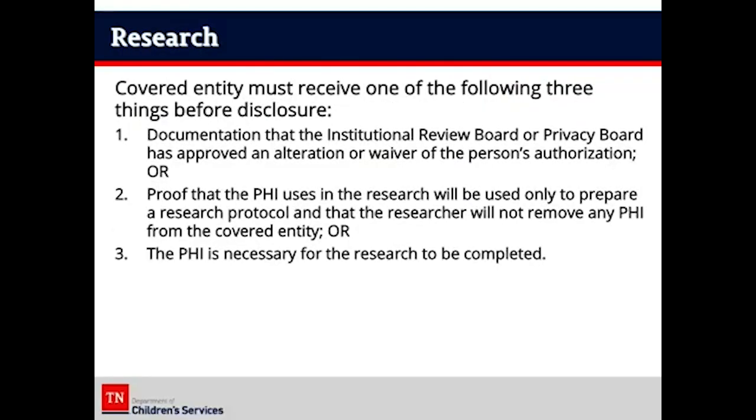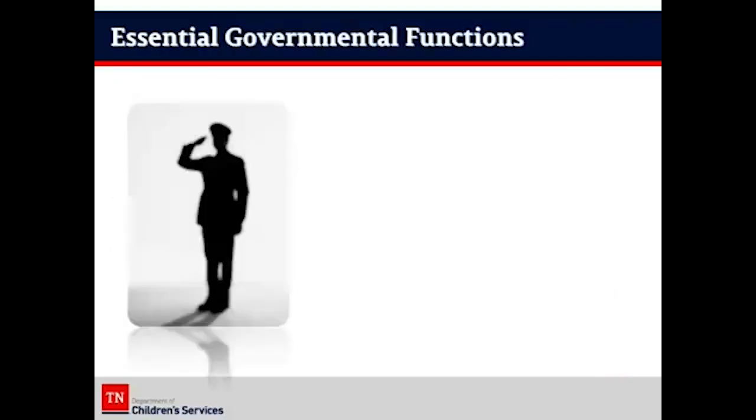For exceptions in research, covered entities must receive one of the following 3 things before disclosure: documentation that the Institutional Review Board or Privacy Board has approved an alteration or waiver of the person's authorization, or proof that the PHI used in research will be used only to prepare a research protocol, and that the researcher will not remove any PHI from the covered entity, or that PHI is necessary for the research to be complete.